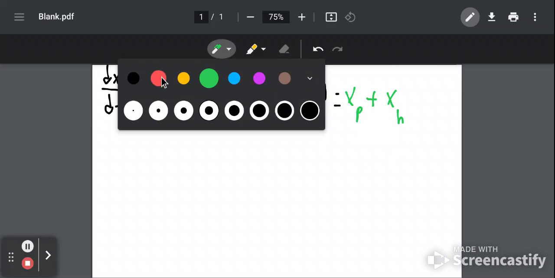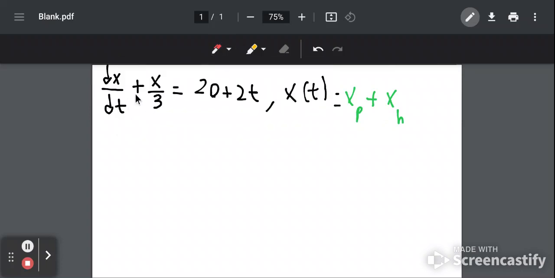A homogeneous linear differential equation is basically when the right-hand side is equal to 0. So if we had 0 instead of 20 plus 2t, then this would be a linear homogeneous differential equation. One part of our answer is the solution to the homogeneous equation, which is also called the characteristic equation. So part 1: we have dx/dt, which I'm going to call x prime, plus x over 3 is equal to 0.